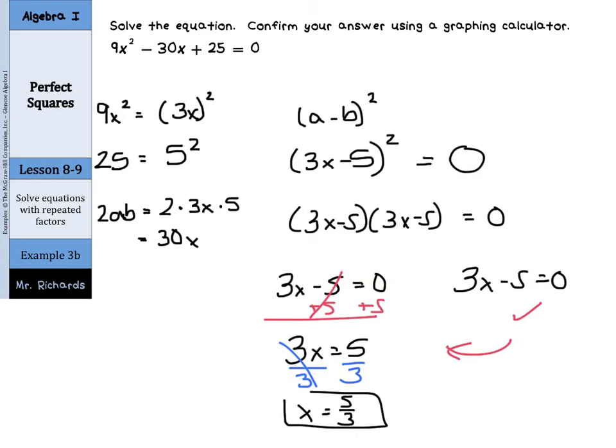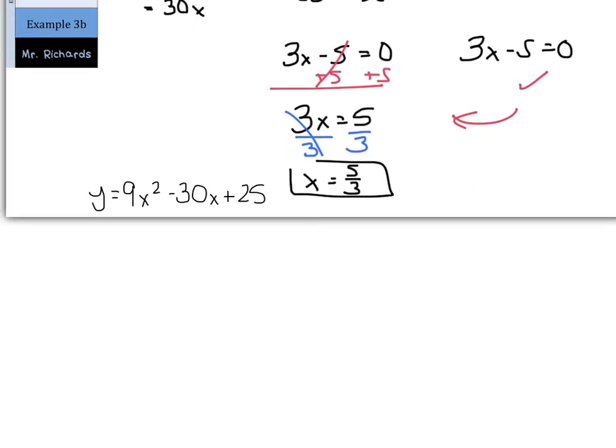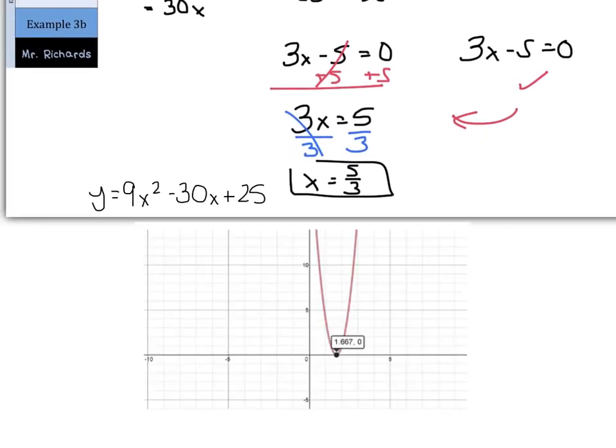Now to confirm this answer using a graphing calculator, we can use the equation y equals 9x squared minus 30x plus 25. And we'll go ahead and slide up so we have a little bit more room. Now here's the graph. And we can see where our graph crosses the x-axis at 1.6667, which is the same thing as 1 2/3, which is the same thing as 5/3. So it's confirmed.